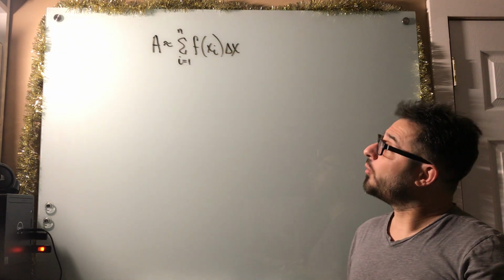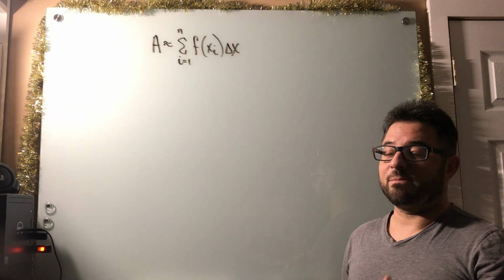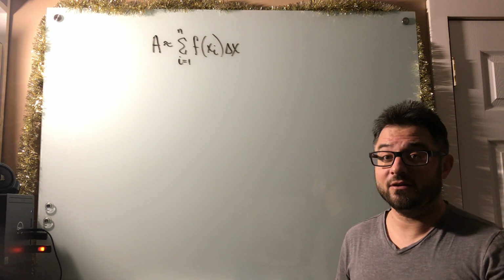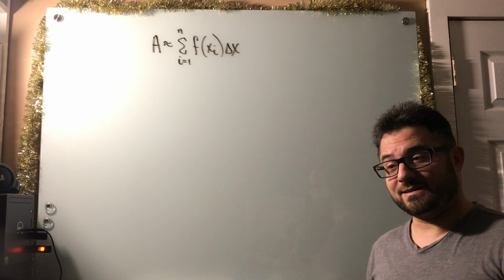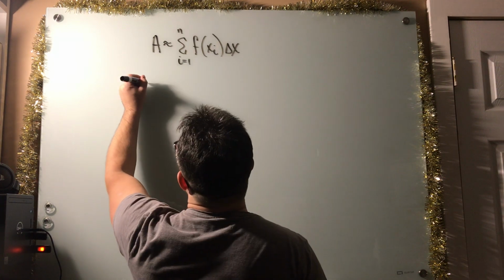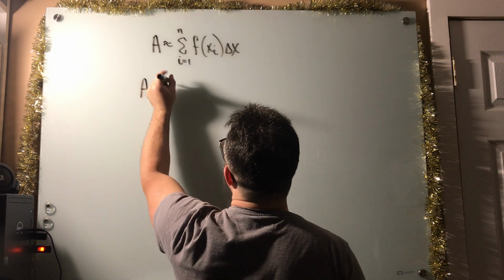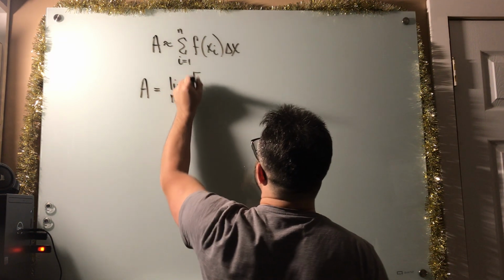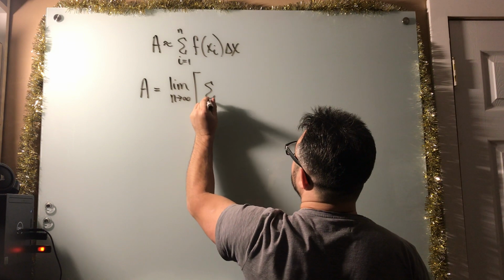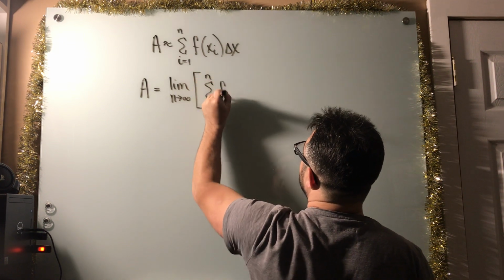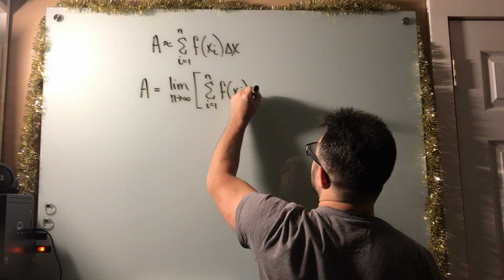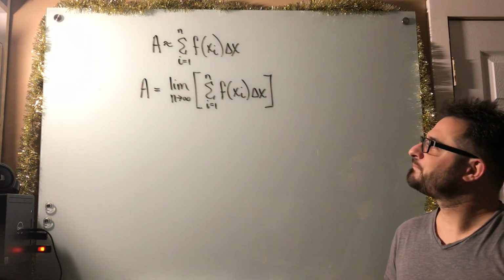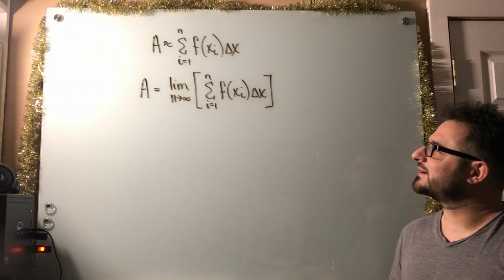Of course, the more rectangles we used, the better our estimate is getting until, in theory, if we could go forever, we should eventually get the exact area. So what we are looking for here is the limit as n goes to infinity of the Riemann sum. All right. That's going to be the exact area.